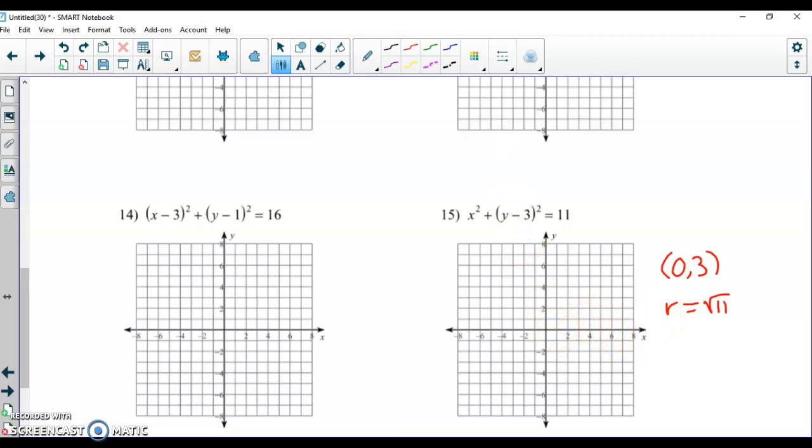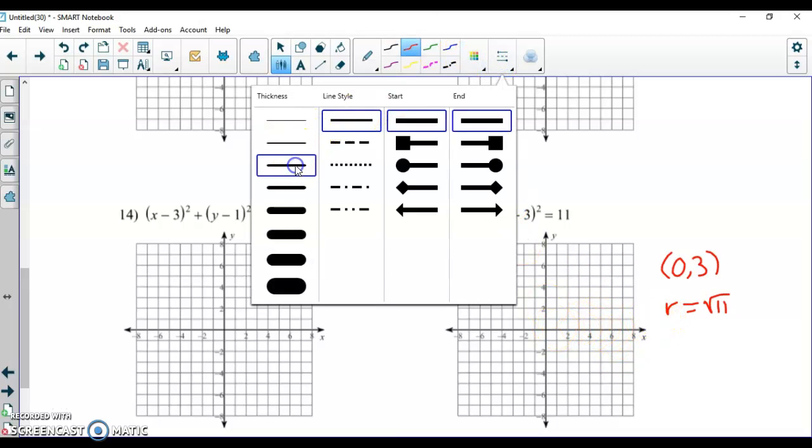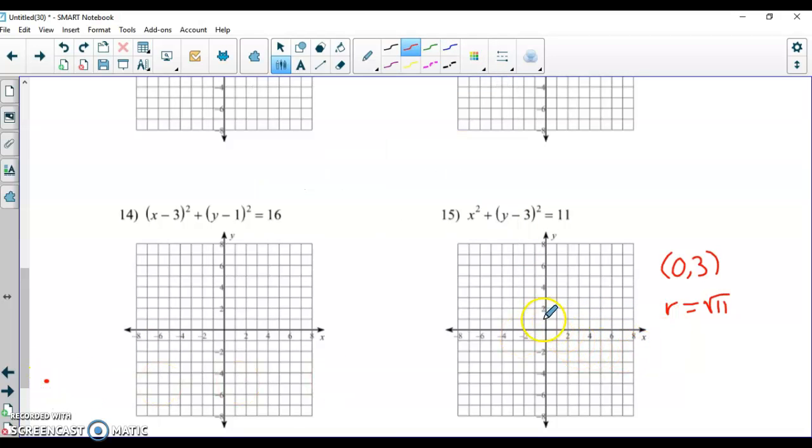So let's go ahead and put the center in. So our center is 0, 3. So that's zero here and then up 3. Now to find the 4 extra points, we need to calculate root 11 on a calculator so that we know how far out to go. It's not going to be perfect, but we're going to get pretty close.